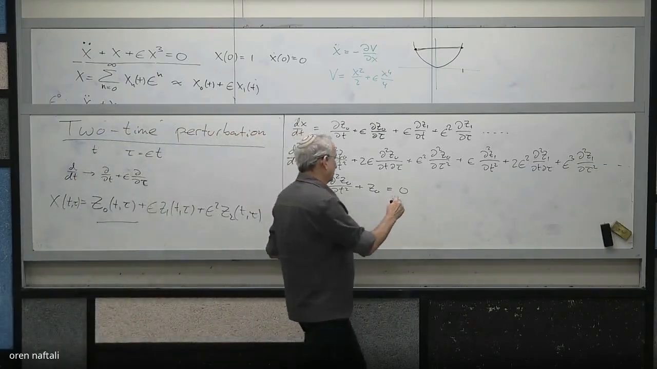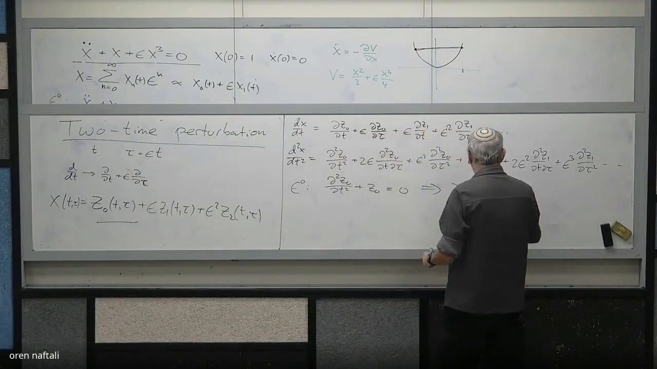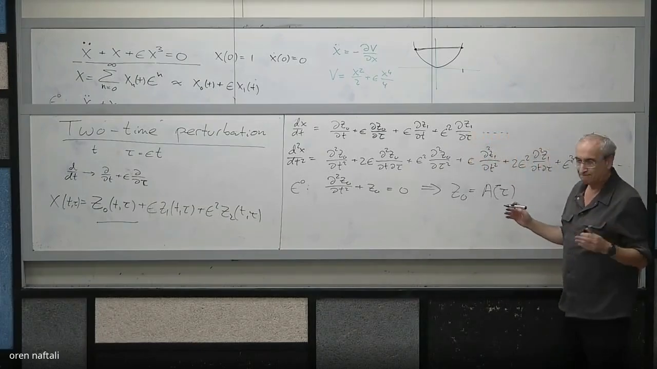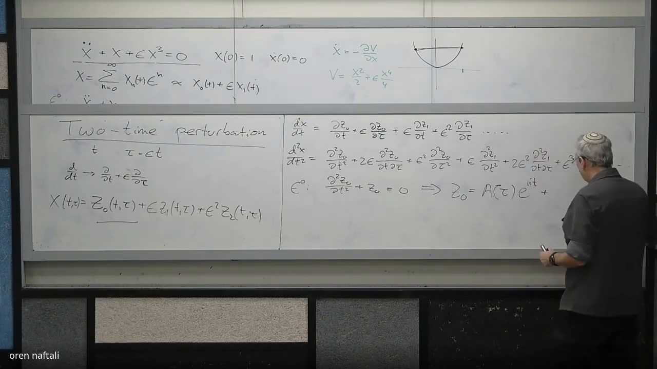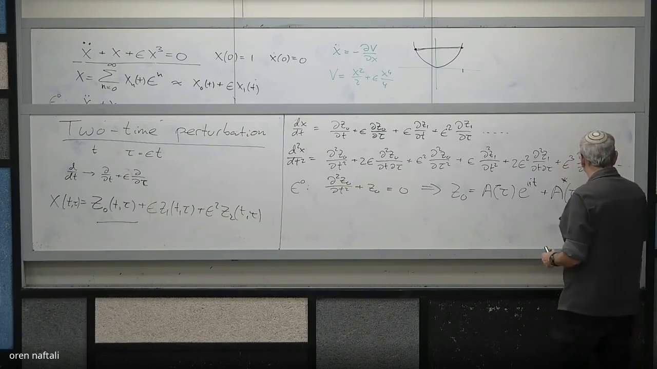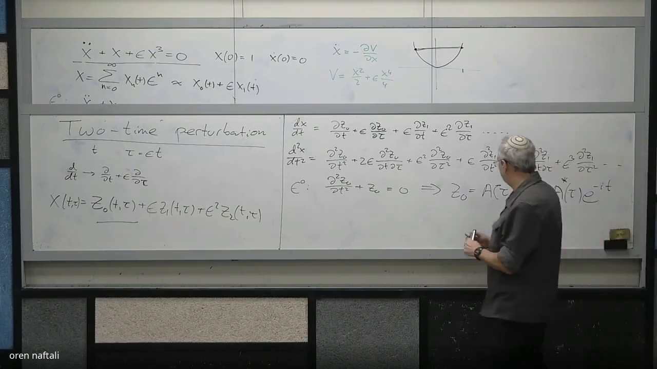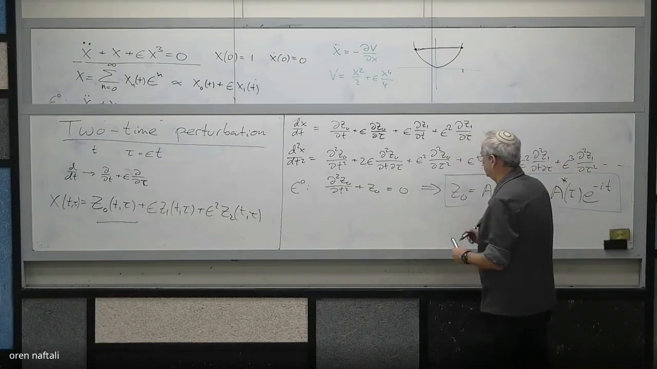So the solution is z0 is A of tau, some function of tau that I don't know what it is, times e to the it, plus, if I want it to be real, the complex conjugate, e to the minus it. Right? This is the solution for z0.